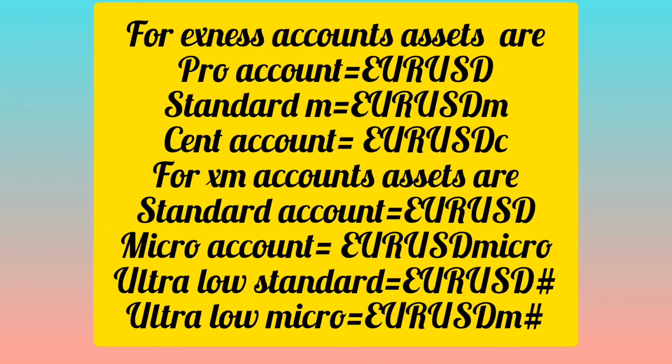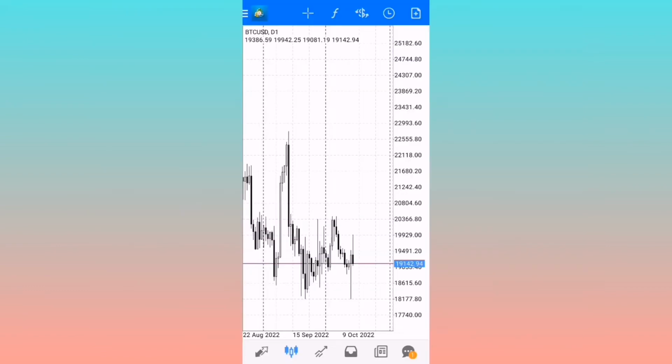For Exness accounts, the assets are: Pro accounts, EURUSD; Standard M, EURUSDm; Cent account, EURUSDc. For XM accounts: Standard accounts, EURUSD; Micro accounts, EURUSDmicro; Ultra Low Standard, EURUSD#; Ultra Low Micro, EURUSDm+#.